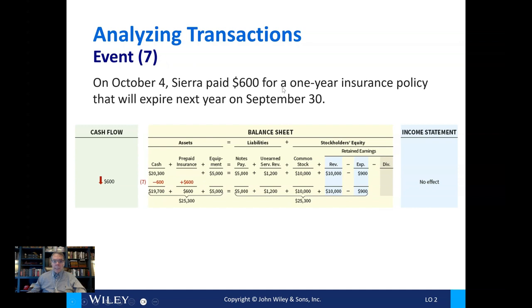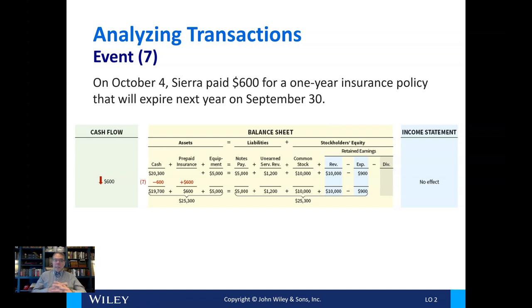On October 4th, we paid $600 for a 1-year insurance policy that will expire next September. So this is something that we are going to basically expense over the year. So every month, it's basically $50. So every month we're going to take this prepaid asset.